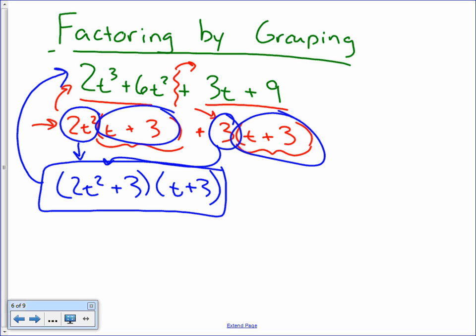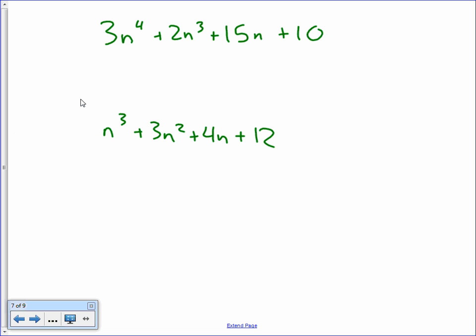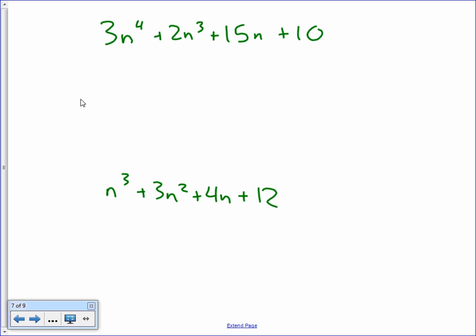So like I said, factoring is breaking up a polynomial into simpler polynomials that when you multiply them together give you back your original one. So let's take a look at a few more. Again, I'm going to move this second problem down. Factor the first two terms and the last two terms separately. So what can I divide out of 3n to the fourth and 2n to the third? Well, there are no real numbers, but I can divide n to the third out of both. So I got 3n and then plus a 2.